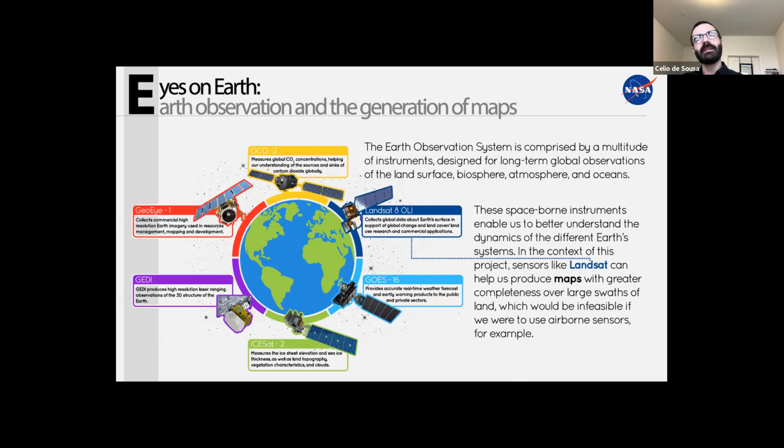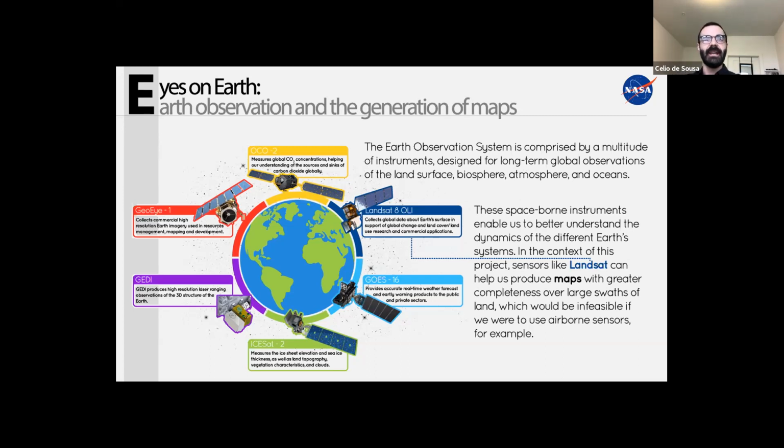But in the context of this project, we must highlight a particular mission, the Landsat mission. So Landsat satellites have been collecting data about the surface of our planet for almost 40 years now. And it really does help us produce maps with great completeness over large areas of land in our planet, which would be almost impossible if we were to use airborne sensors, for example, like airplanes.